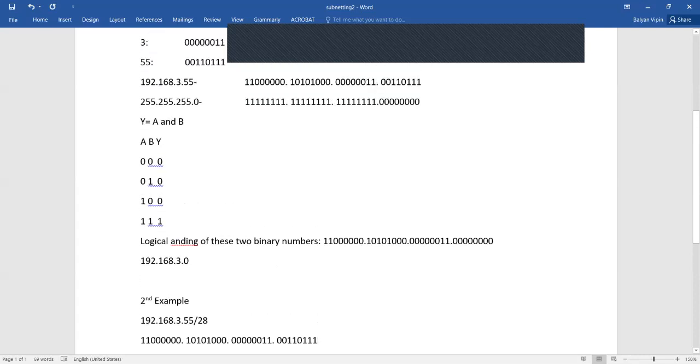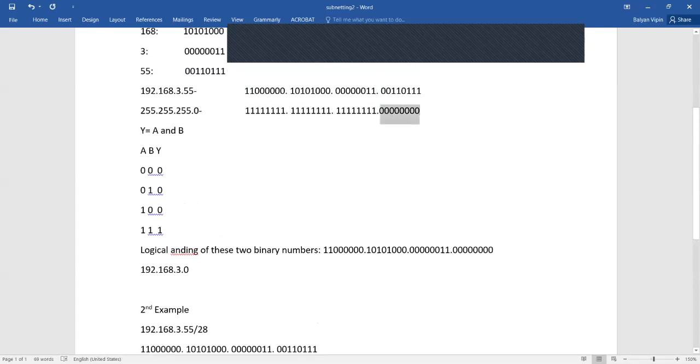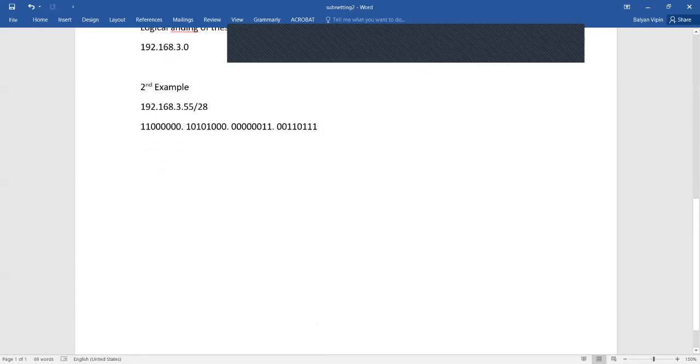Then the subnet bits are these ones. But in the first example the subnet bits are 24, and in this second one the subnet bits are 28. So what's the meaning of subnet bits as 28? It means the first 4 are 1. That makes 24 of these bits and 4 of these bits.